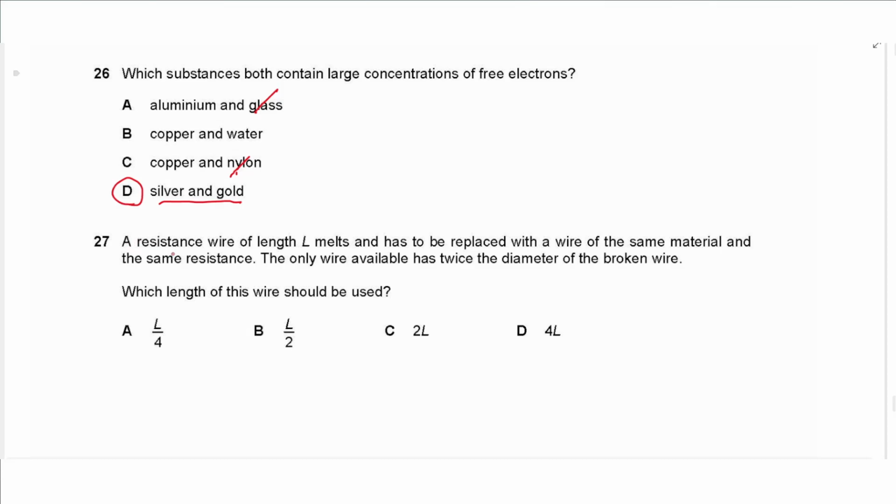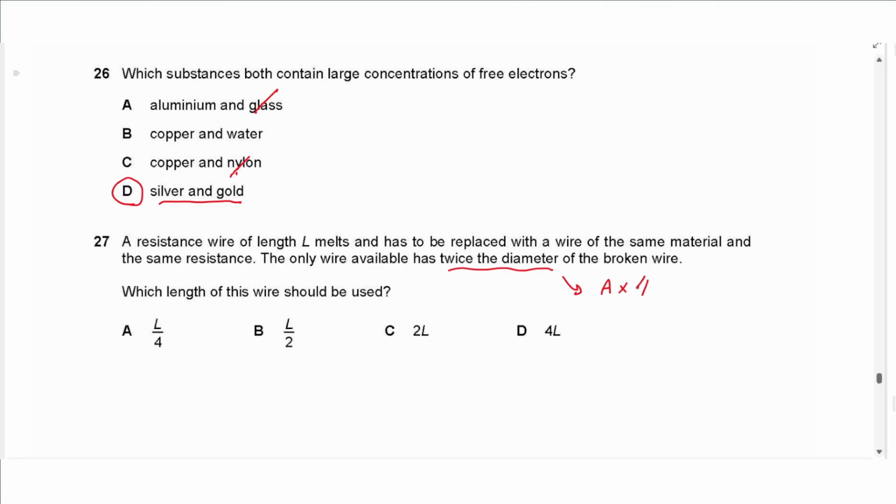Question 27 says resistance wire of length L melts and has to be replaced with a wire of the same material and the same resistance. The only wire available has twice the diameter of the broken wire. Which length of the wire should be used? So twice the diameter means that the area will be multiplied by 2 squared for pi r squared, since wires are circular in cross section.